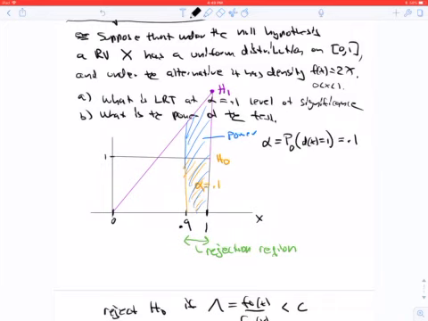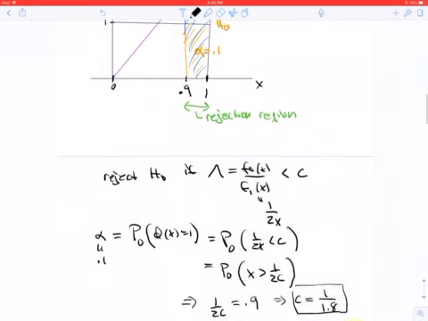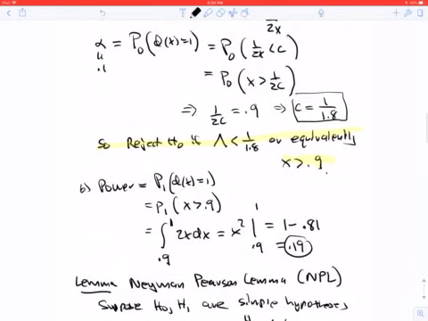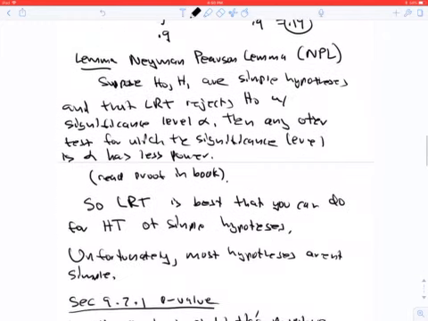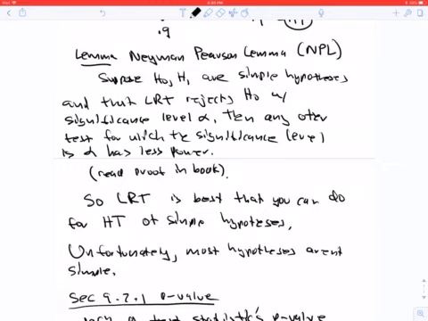To calculate the power, that is the area under the alternative hypothesis above the rejection region. So that's what's shown in blue here. We don't need calculus, but we can also solve this as an integral. It's the integral from 0.9 to 1, because that's the rejection region, of our density 2x, which turns out to be 0.19.